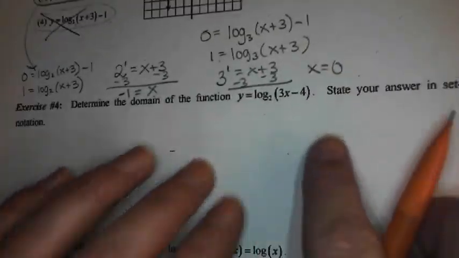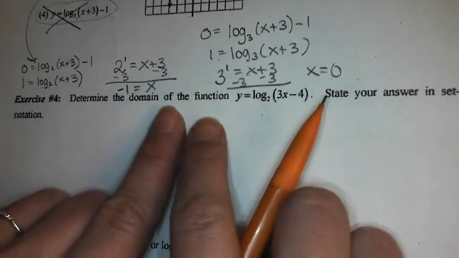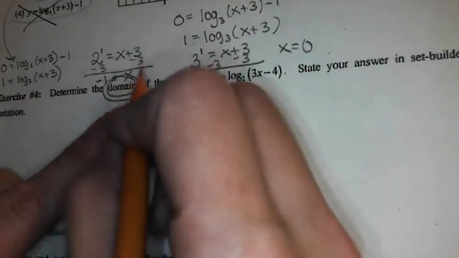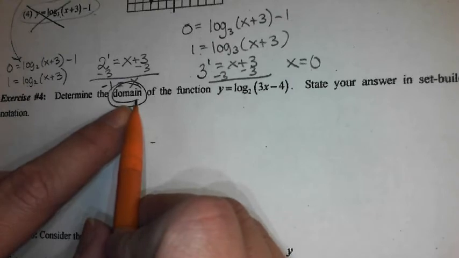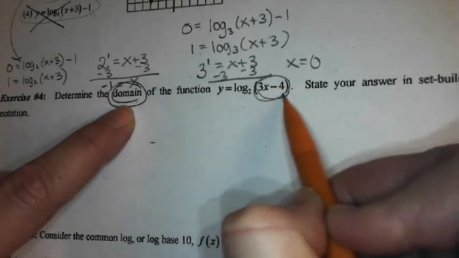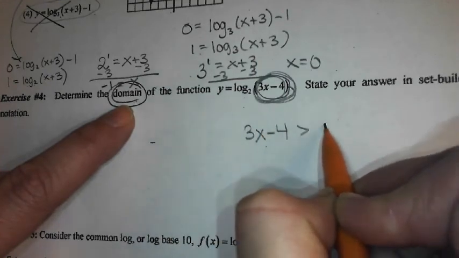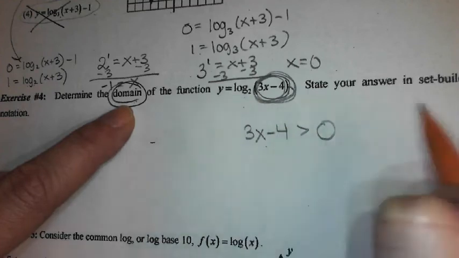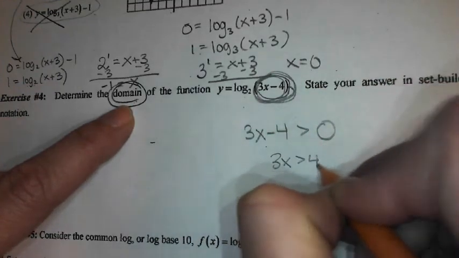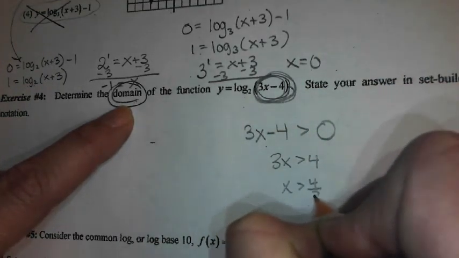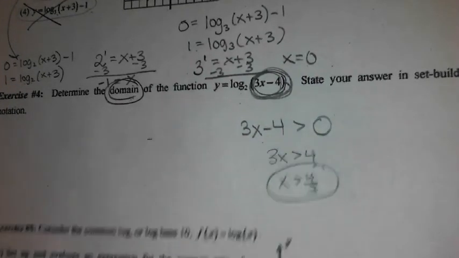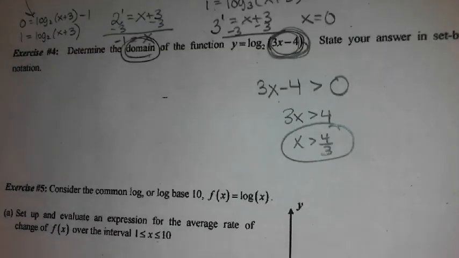Last one here before I hand out your homework. When you're determining the domain, we can only take logs of what? Positive. So this has to be positive, meaning it has to be greater than 0. And then you just solve that. Add 4 to both sides, divide by 3, and your domain is that x has to be greater than 4/3. So 4/3 to infinity, with a parenthesis around the 4/3 because you don't want to include it.